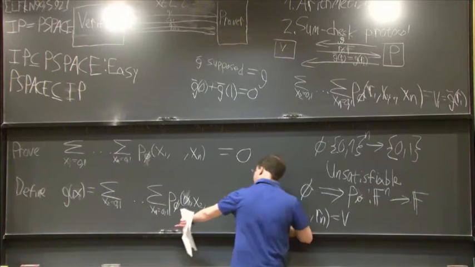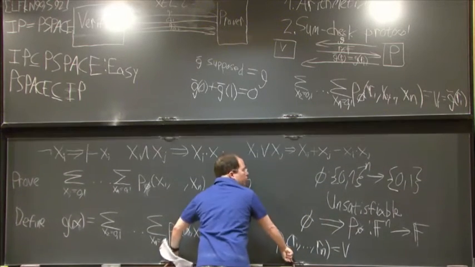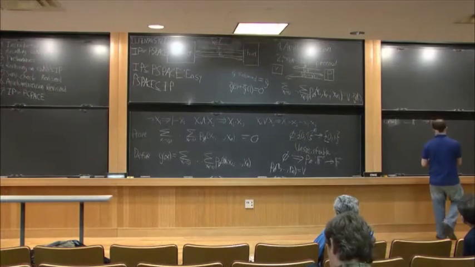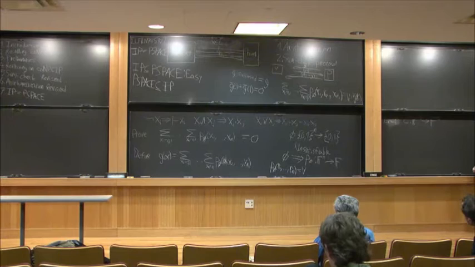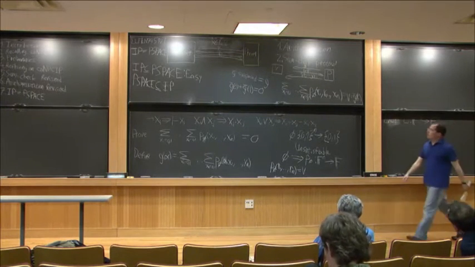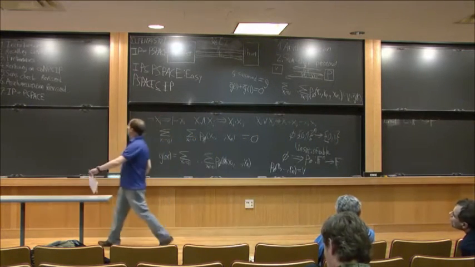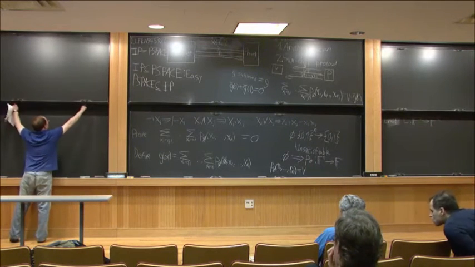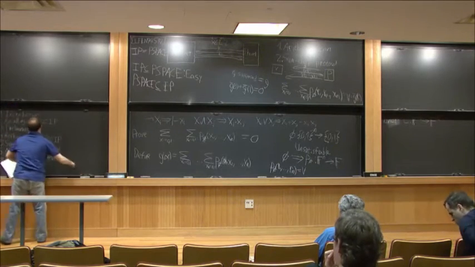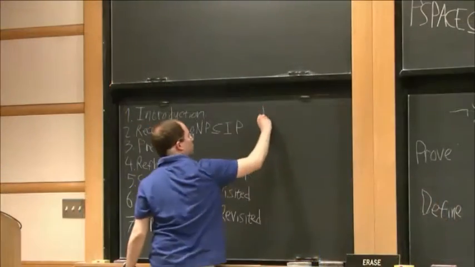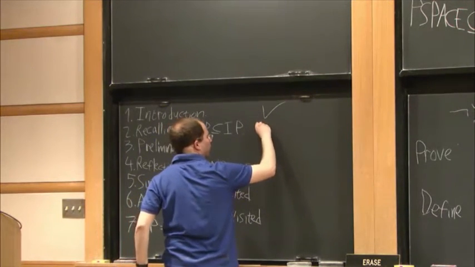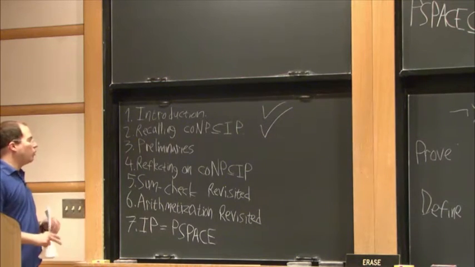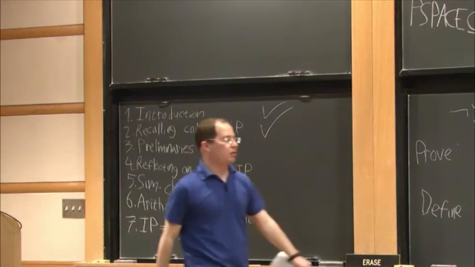So this was the original proof of QNP contained in IP. Now let's go to the preliminaries. So we finished the introduction, and we showed the original proof of QNP contained in IP. And now let's do some preliminaries.